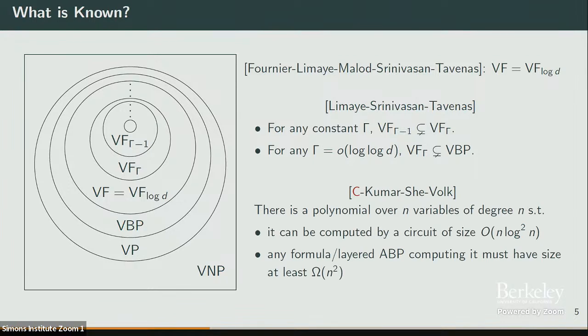Now, what can we say outside VF? It turns out that the best thing you can show, for example, between VBP and VP is just an n polylog n versus n square separation. That's the best thing you can say here. And for VP, the best lower bound against VP is just Baur Strassen.